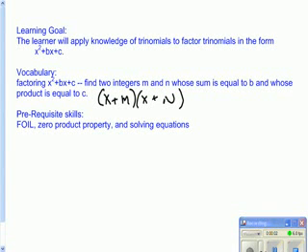This video is for Algebra Section 9.3. Our learning goal: the learner will apply knowledge of trinomials to factor trinomials in the form x squared plus bx plus c. So everything we do is going to be in that form, or we'll be able to put it into that form.